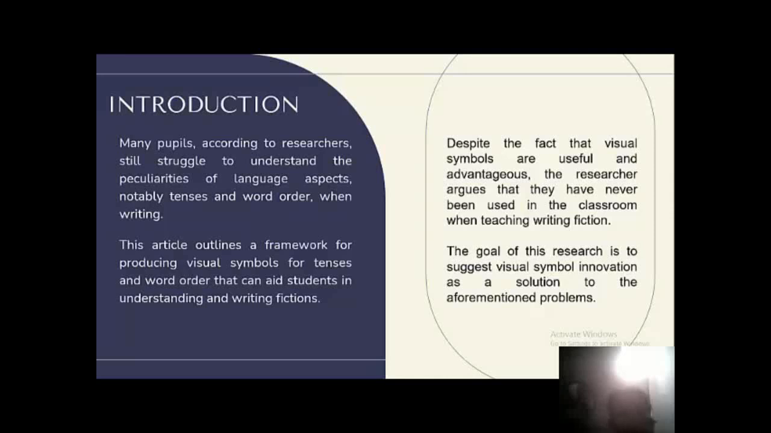Many students, according to the previous researchers, still struggle to understand the peculiarities of language aspects, notably tenses and word order when writing. And this article outlines a framework for producing visual symbols for tenses and word order that can aid students in understanding and writing fictions. Despite the fact that visual symbols are useful and advantageous, the researcher argues that they have never been used in the classroom when teaching writing fictions. The goal of this research is to suggest visual symbol innovations as a solution to the aforementioned problems.